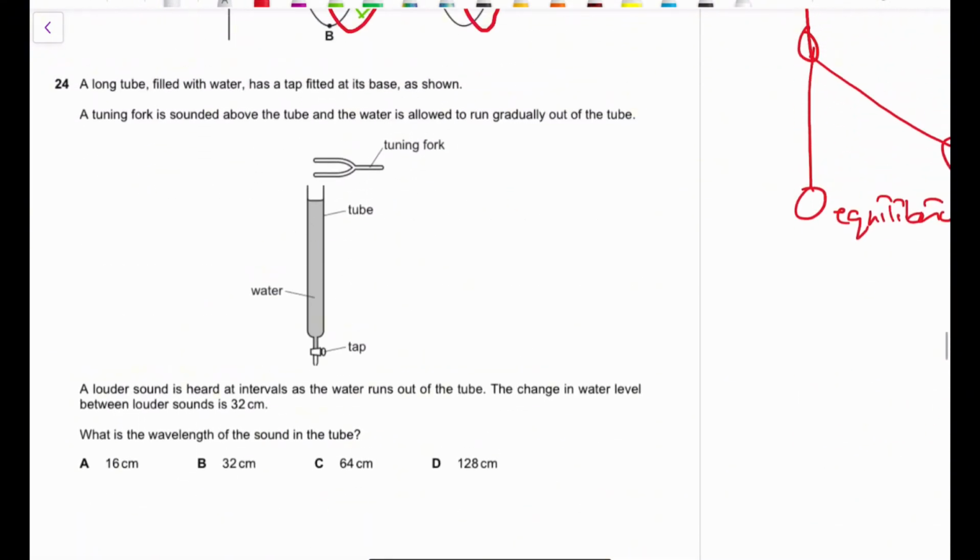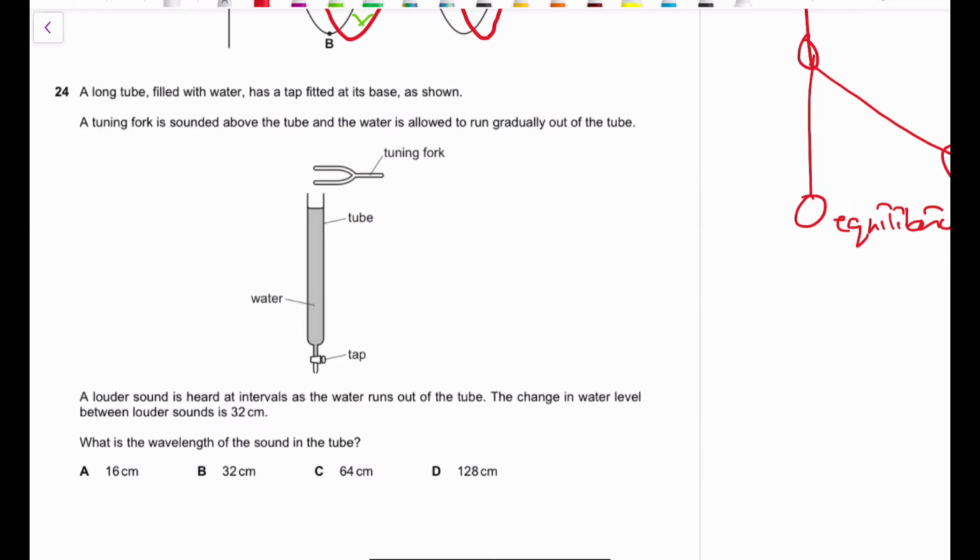Very important. For question 24, we are given a long tube that is filled with water and has a tap fitted at its base. A loud sound is heard at intervals as the water runs out of the tap. The change in water level between the louder sounds is 32 centimeters. What does this mean? For the first loud sound that you hear, you're going to have something like this, because you're going to have an antinode at the open end and a node at the bottom.